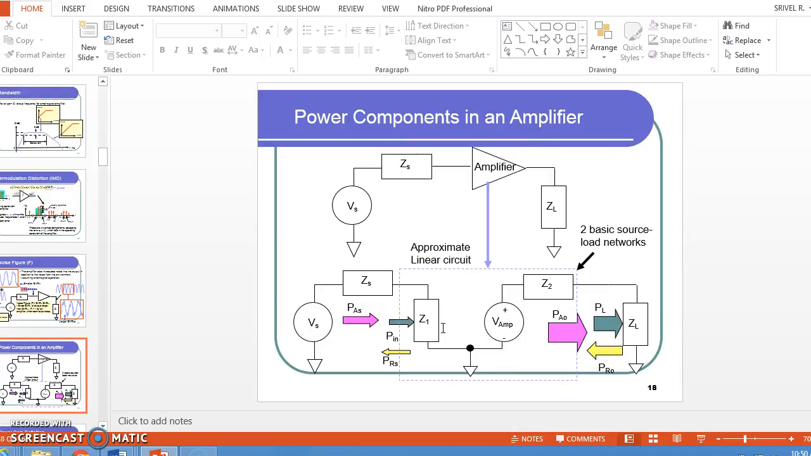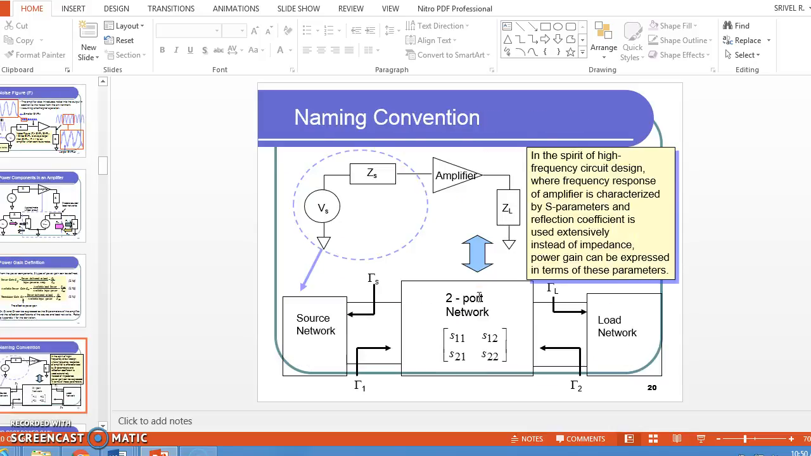So, power components in an amplifier. We are going to modify this amplifier circuit into a 2-port network, that is given below here. This is a source network, this is a load network. So it's a reflection coefficient gamma s, gamma 1, then gamma load reflection coefficient. So this is a reflection coefficient, that is gamma 2.